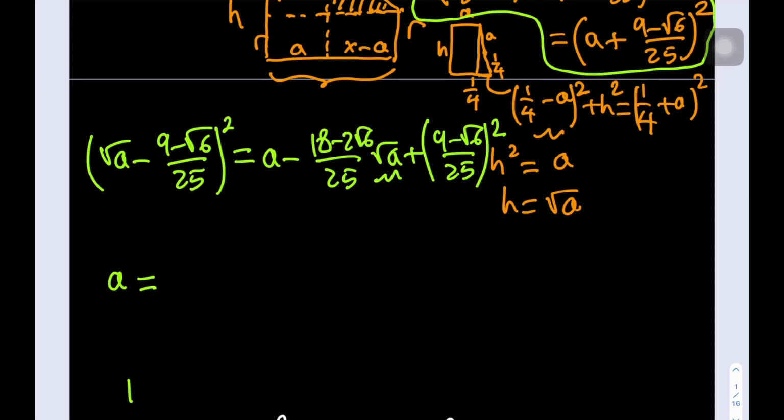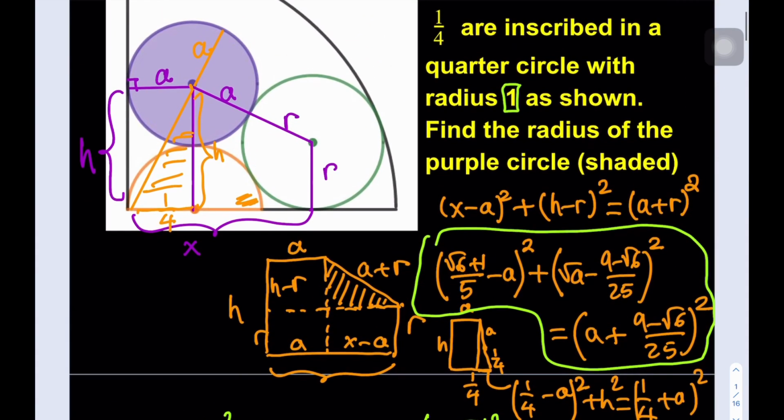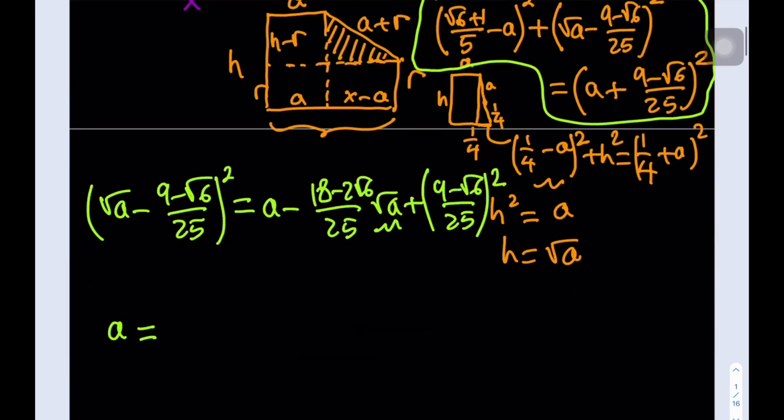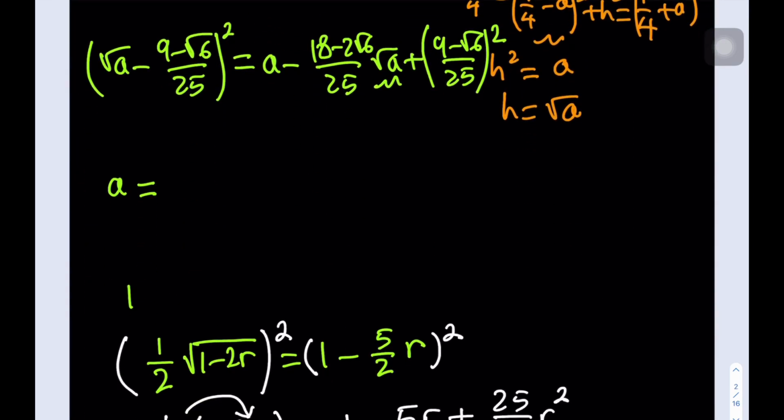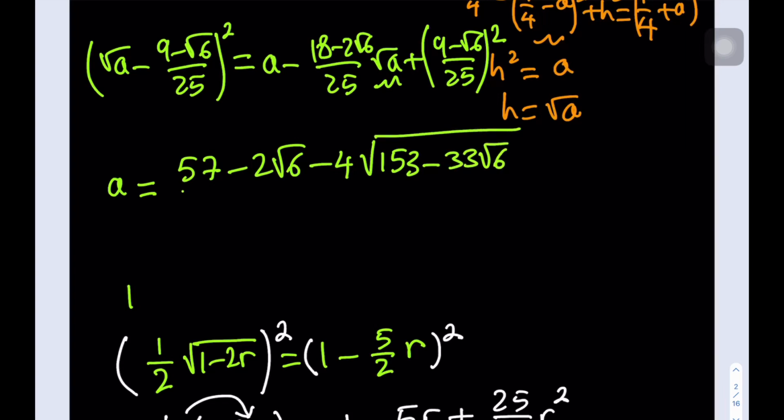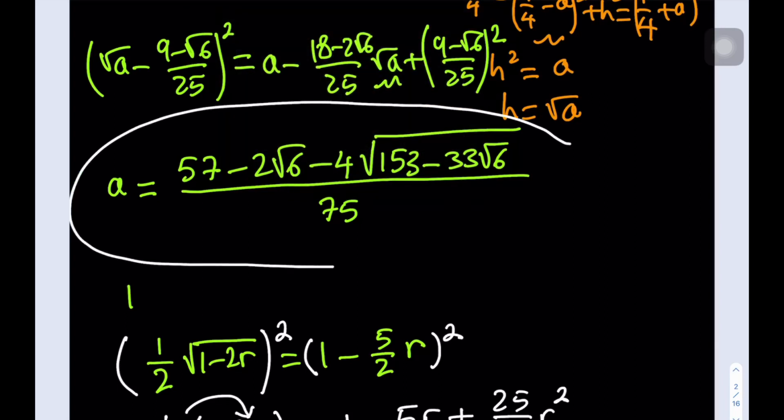All right. So the radius of our purple circle, finally, a, is going to equal the following. Ready, set, go. Okay. It's going to equal (57 minus 2 root 6 minus 4 times the square root of (153 minus 33 root 6)) all over 75. Don't you love this? Isn't that beautiful? Wow, this is awesome. Okay, such a radical expression, right? So radical. That's why I wanted to save you the trouble.